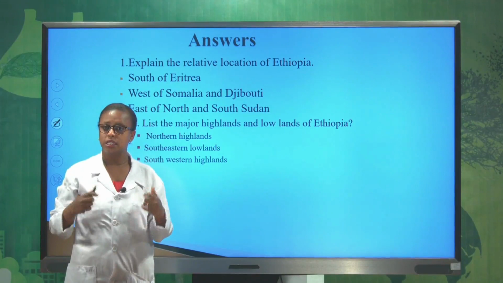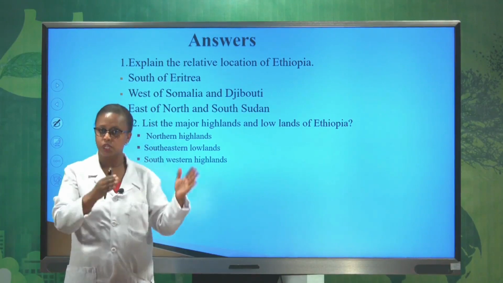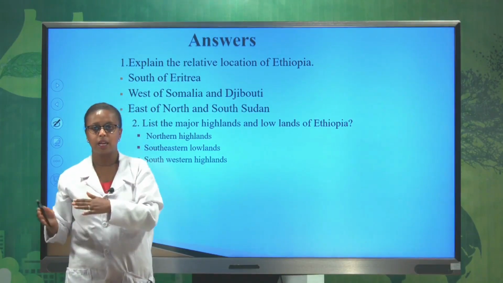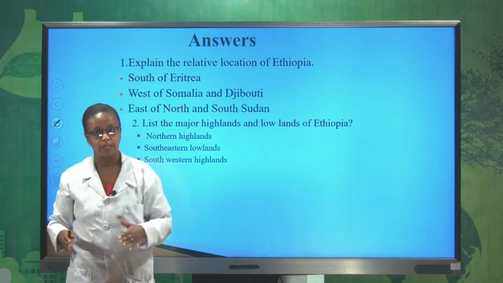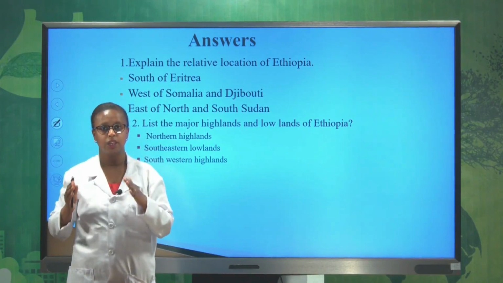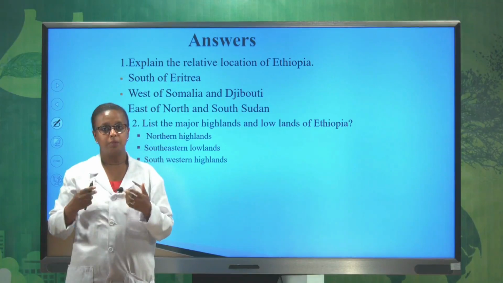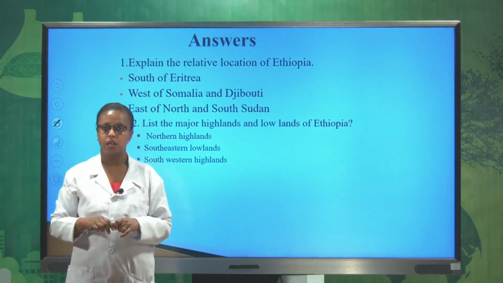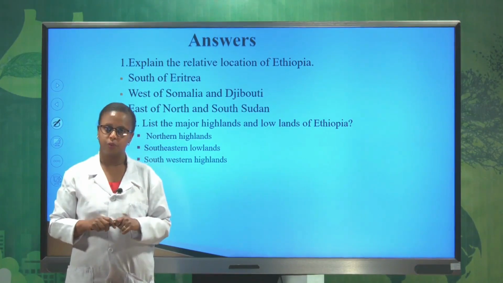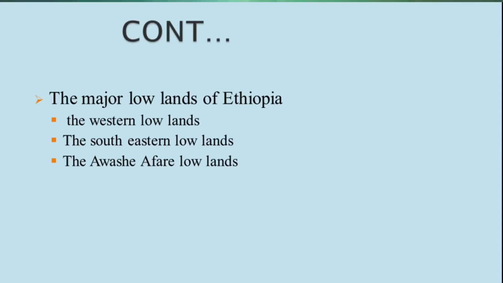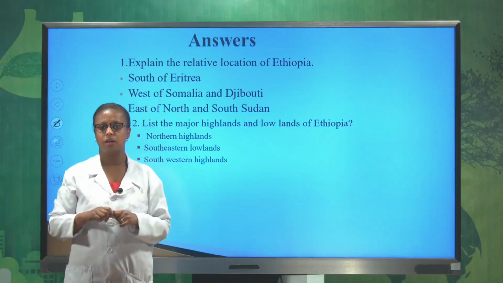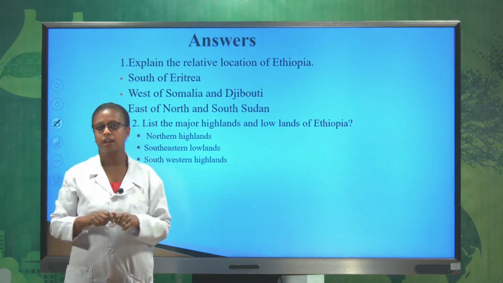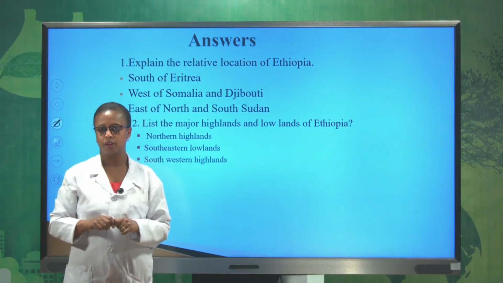The southeastern highlands are separated from the northern and the southwestern highlands by the Great Rift Valley, and the southeastern highlands include the Arsi Valley massifs, Jimma Plateau, and Hararghe highlands. These are the highlands of Ethiopia. The western lowlands, the southeastern lowlands, and the Awash Afar lowlands are the lowlands of Ethiopia. These are the major highlands and lowlands of Ethiopia.